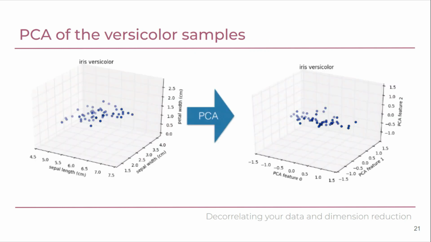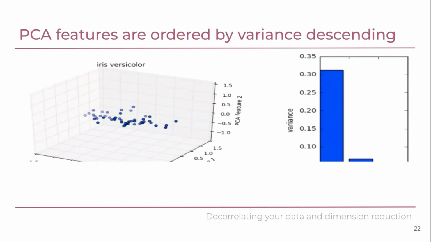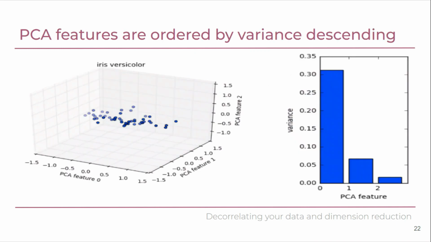PCA rotates and shifts the samples to align them with the coordinate axes. This expresses the samples using 3 PCA features. The PCA features are in a special order. Here is a bar graph showing the variance of each of the PCA features. As you can see, each PCA feature has less variance than the last, and in this case the last PCA feature has very low variance. This agrees with the scatter plot of the PCA features, where the samples don't vary much in the vertical direction. In the other 2 directions, however, the variance is apparent.